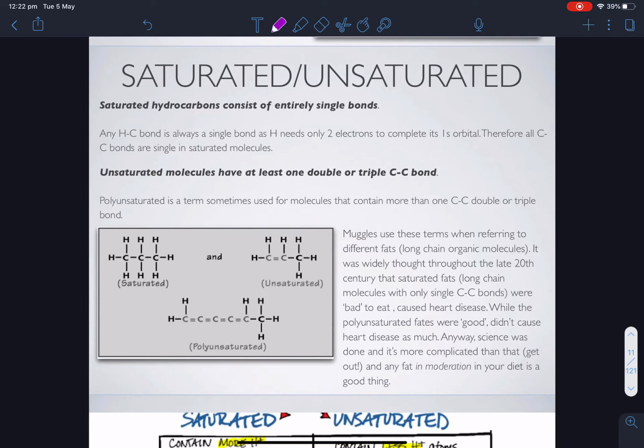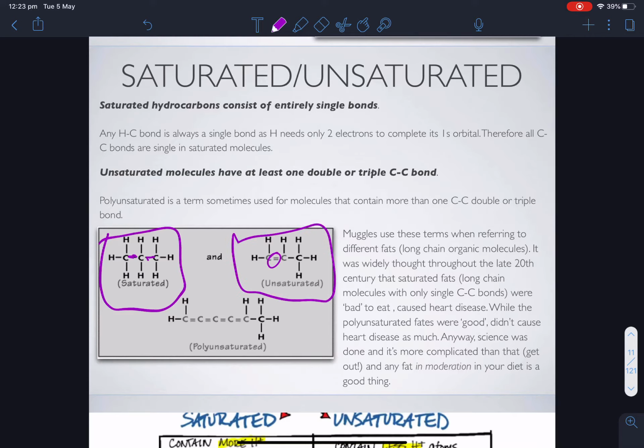Because any carbon-hydrogen bond must be a single bond, because hydrogen doesn't want any more electrons, it must be that all carbon-carbon bonds are single in saturated molecules. Therefore, unsaturated molecules have at least one double or triple carbon bond. Examples in the diagram here: on the left-hand side, we've got a saturated molecule because of single bonds between those carbons. And further to the right, we've got an unsaturated one because we've got a double bond between those two carbons.